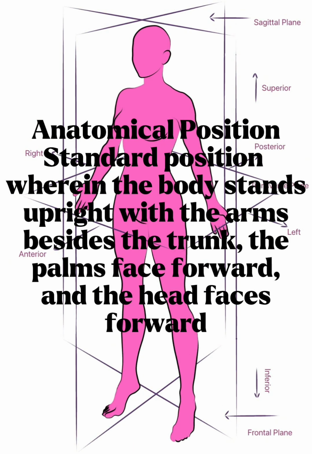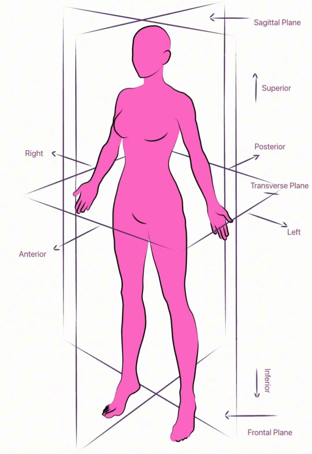Before analyzing movement, we need a universal starting point. The anatomical position is a standard reference. The body stands upright, feet face forward, arms rest at the side, palms face forward. Every movement is described based on this position.